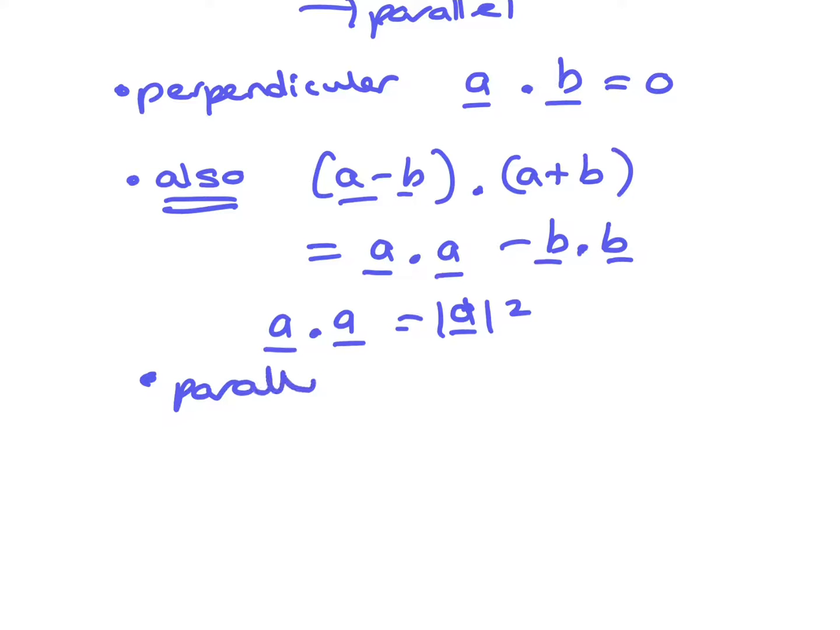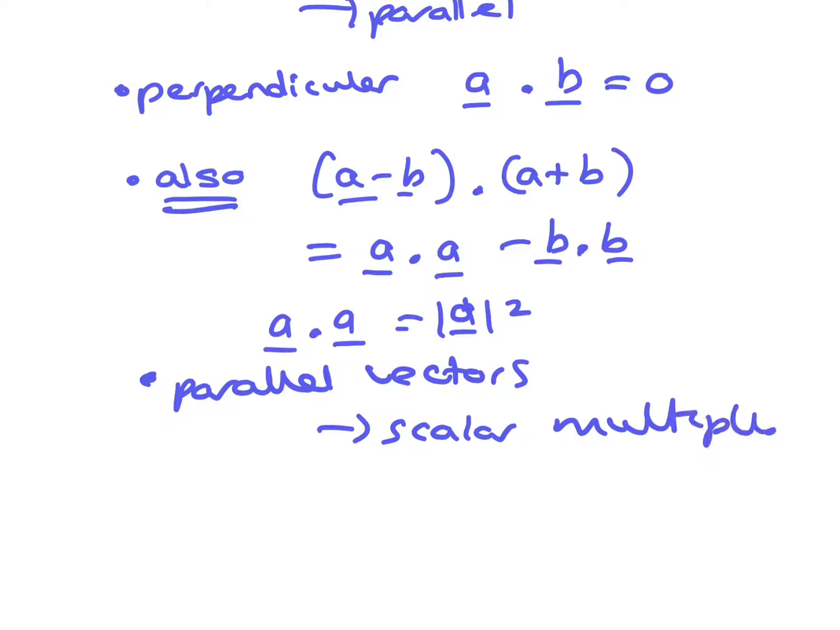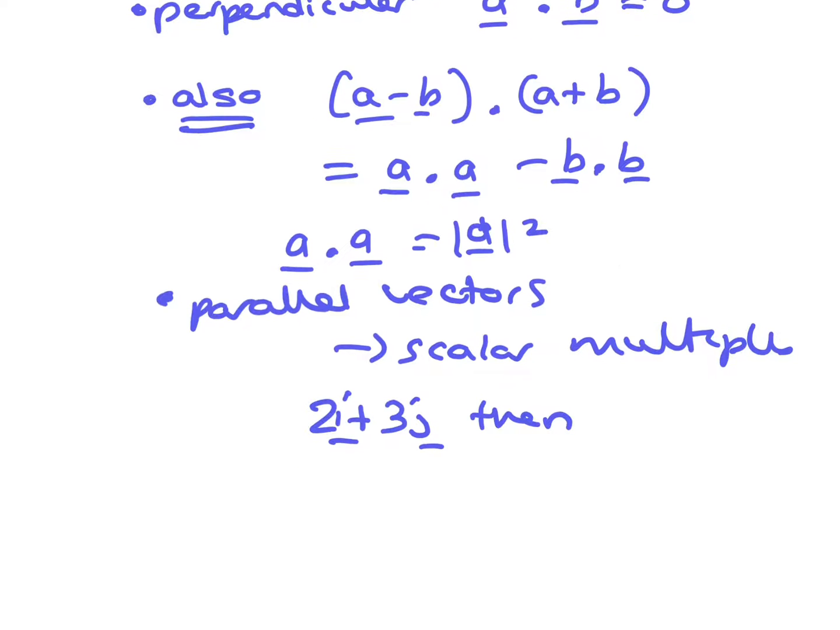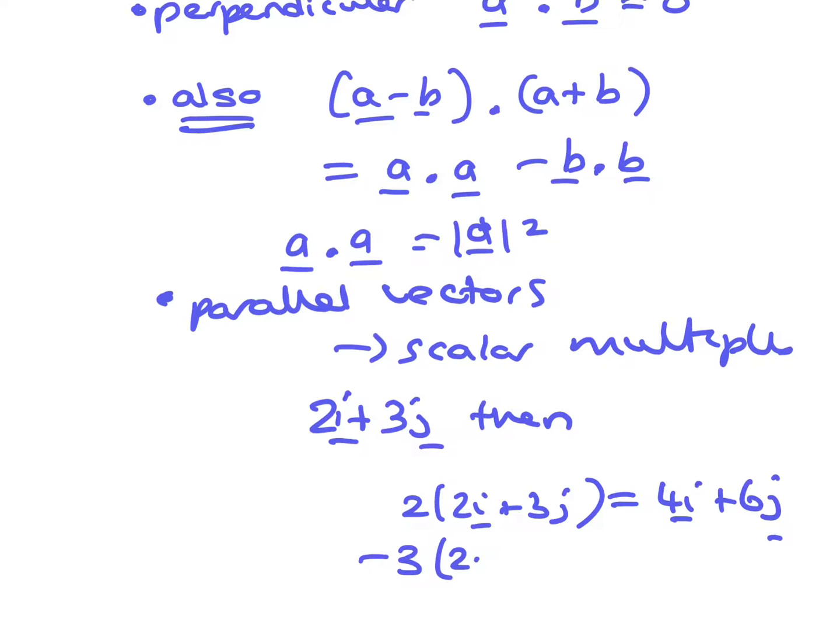Parallel vectors are scalar multiples of each other. So what does that mean? Say your base vector is 2i plus 3j, then if you times by 2, that would be a vector that is the same. It would be parallel. That's 4i plus 6j. Even if you did it by minus 3, that would be a parallel vector. So that would be minus 6i minus 9j.